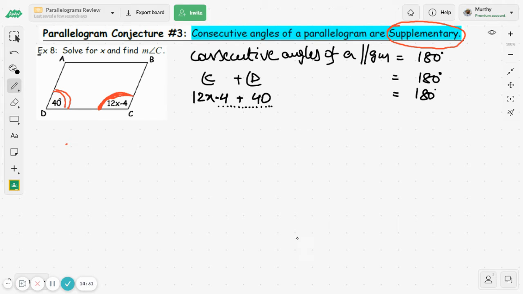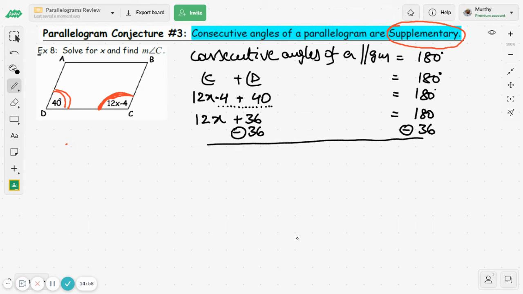So here negative 4 and positive 40. So negative 4, positive 40, you know how to simplify the integers, equals 180. And in order to figure out the variable, we have to eliminate this constant first by taking the opposite sign on both the sides. So these two get cancelled.